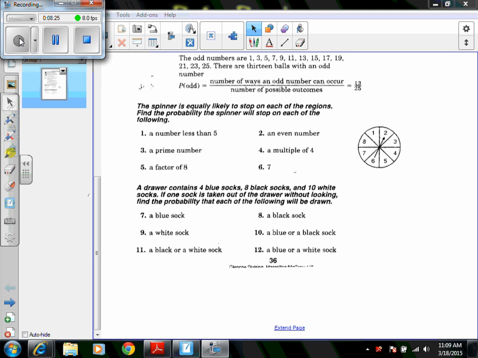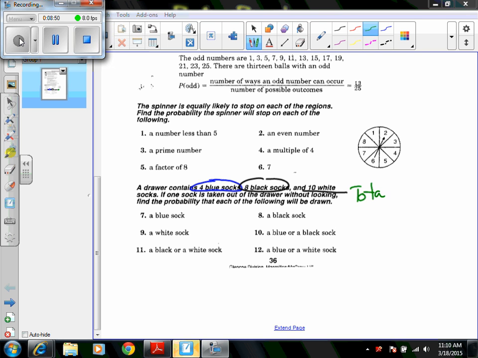All right, our last section of the worksheet. A drawer contains 4 blue socks, 8 black socks, and 10 white socks. If one sock is taken out of the drawer without looking, find the probability that each of the following would be drawn. So the first thing is I want to figure out my total number of socks. So I'm going to add all the socks together, 4 plus 8 plus 10, and my total is 22 socks.